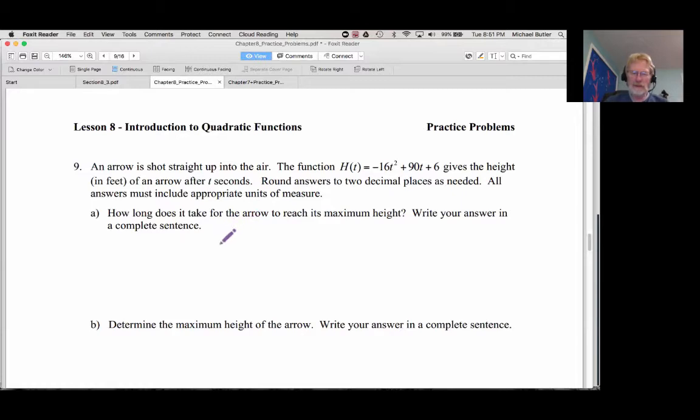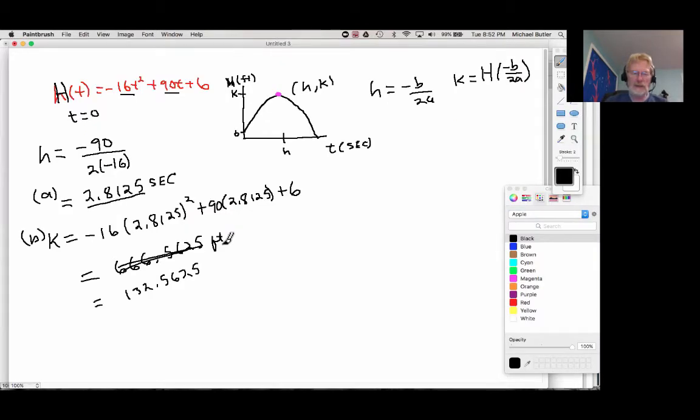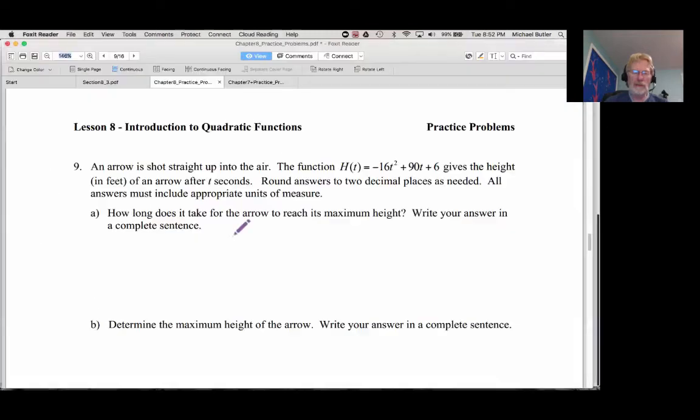Anyway, okay, so the length, how long to reach the maximum height? That was 2.8125 seconds. So we're going to round that to 2 places, so 2.81.